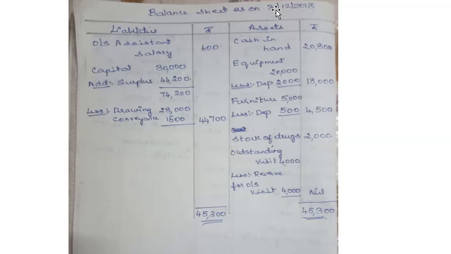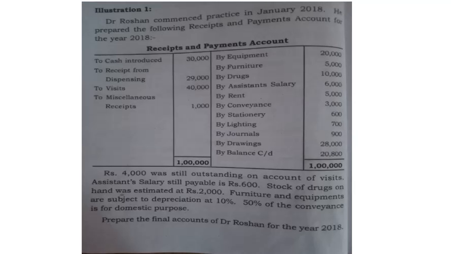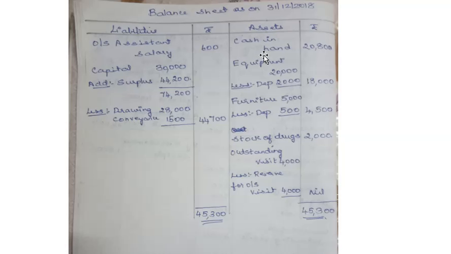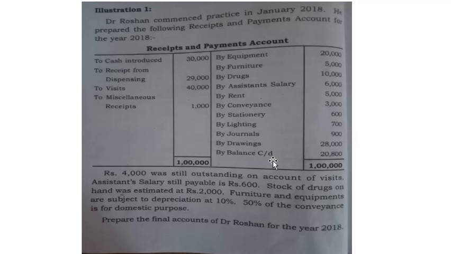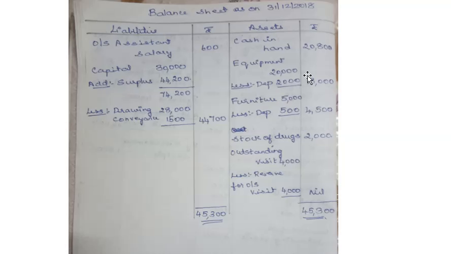Next we have to prepare the balance sheet as on 31st December 2018. Liabilities rupees, assets rupees. Okay, so we'll write the assets first, then go to the liabilities. Assets, first cash in hand. For cash in hand, you have to see the balance carried down, 20,800. So the cash in hand is 20,800. This will always be there. First you have to write the cash. What is the cash? It is the balance carried down in the receipt and payment account, that is 20,800.